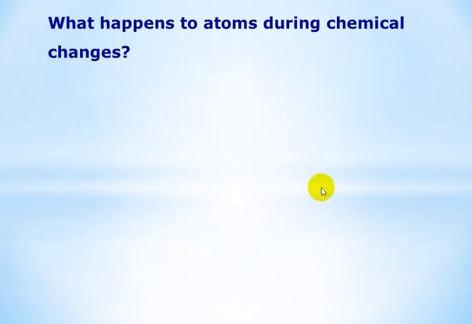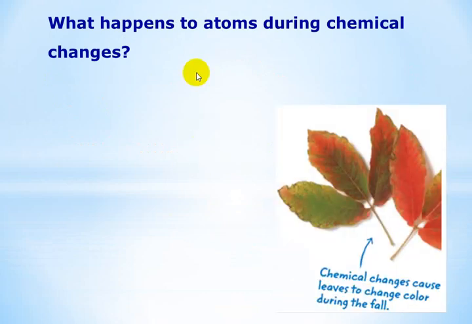In a chemical change, you studied before that the chemical change changes the identity of a substance. How come? Does this mean that the atoms disappear? Here we have an example. The green color of the leaves changes in form. The green pigment color disappears. What happens?